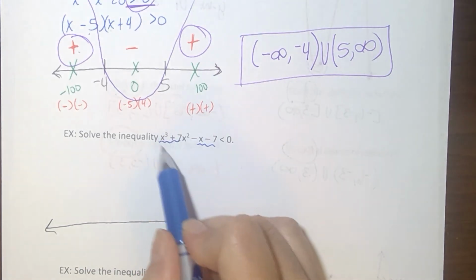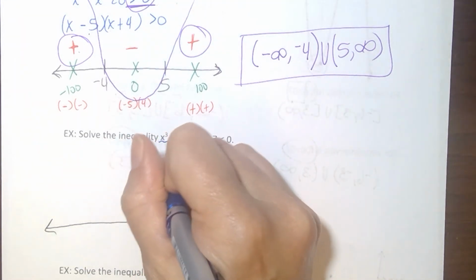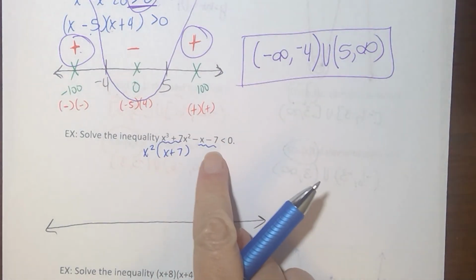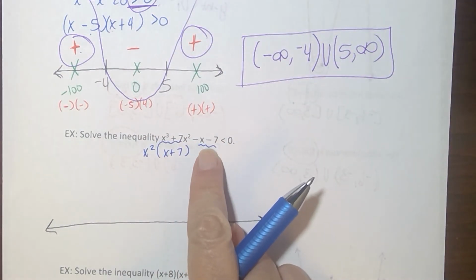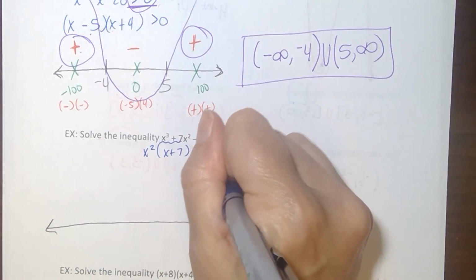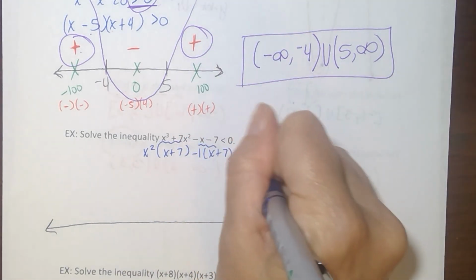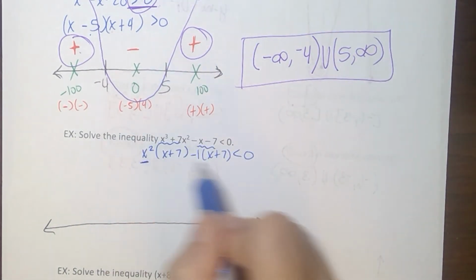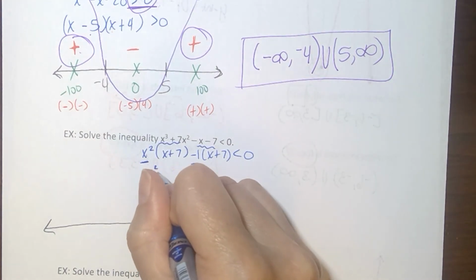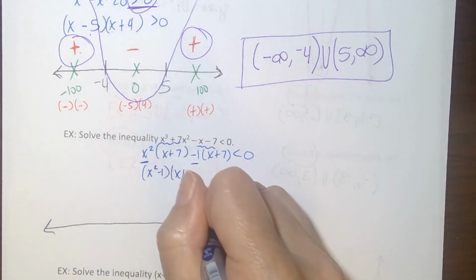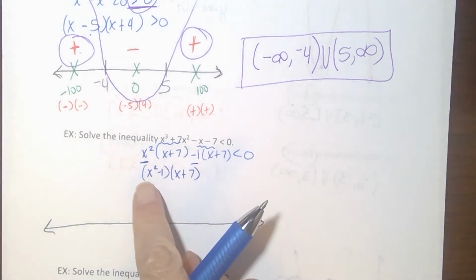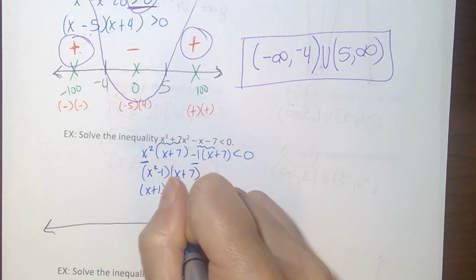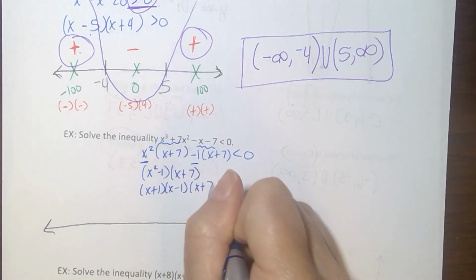Factor by grouping, I pull out the common factor here, that's going to be x squared, and it leaves me with x plus 7. And I want to have a common factor that matches here. Well, if I pull out a negative 1, I have x plus 7 again. And then my next step for factor by grouping is to pull together what I pulled out. So x squared minus 1, and then that common factor is x plus 7. X squared minus 1 is difference of squares. It gives me x plus 1 times x minus 1, and then I have x plus 7.